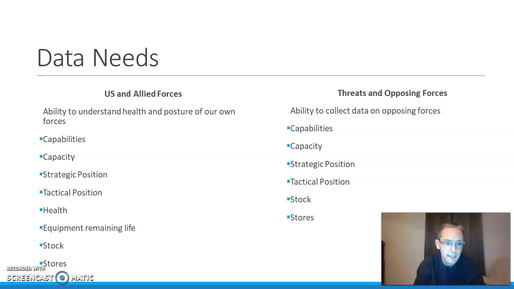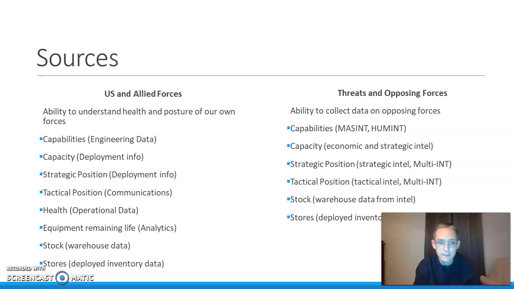And on the left, we kind of got the descriptions there of what you're going to capture in terms of data. Our own capabilities, our capacity, our strategic position, our tactical position of forces, the health of our services and the servicemen and women there, the equipment, remaining life of equipment, what we have in stock and stores. And on the threats, the same kinds of things. We want to know their capabilities and their capacity, their positions, both strategic and tactical, and then what they have in terms of stock and stores for munitions and other sorts of logistics kinds of things.